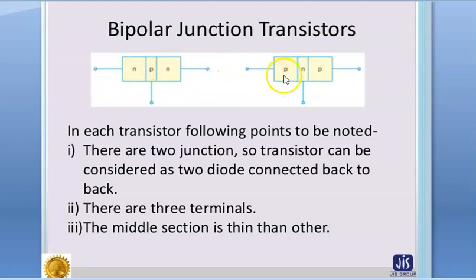Similarly, when PN and another PN are joined, the n semiconductor is common for both the diodes, therefore a PNP transistor is formed. Okay, so there are two junctions and there are three terminals. In both cases there are two junctions and three terminals. Here the middle section is thinner compared to the other two.